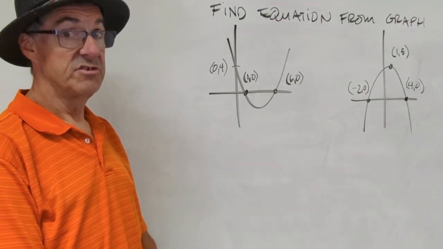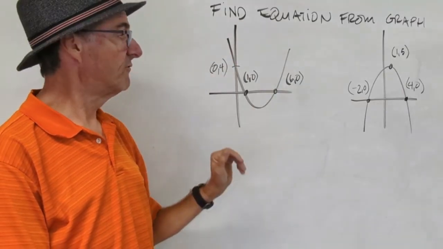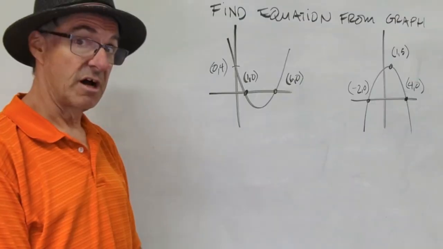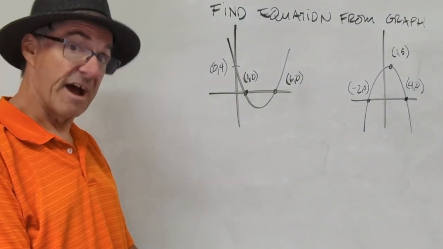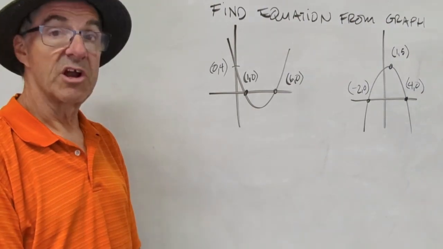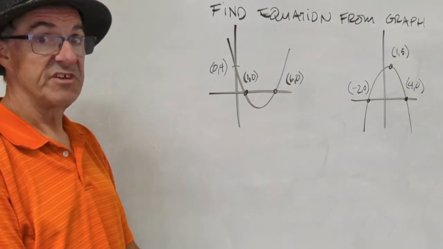Now what I'd like you to do is do these two problems. This is find the equation from the graph. So I've given you two graphs and I've labeled some points on there. Sometimes you're going to have to figure out points, but usually that's possible. So here are two graphs. I want you to come up with the quadratic function's equation for each graph. Pause the video and do that.